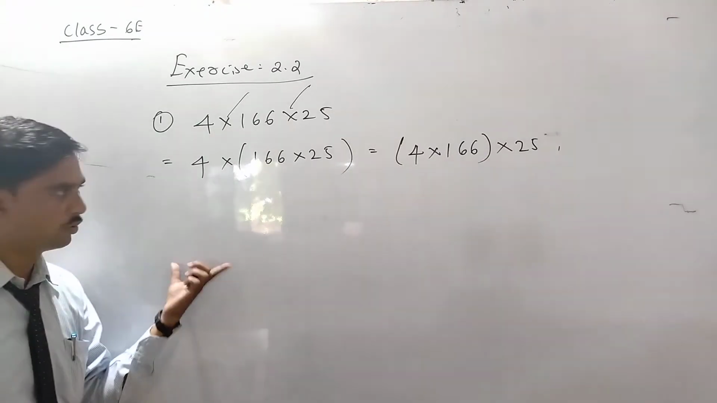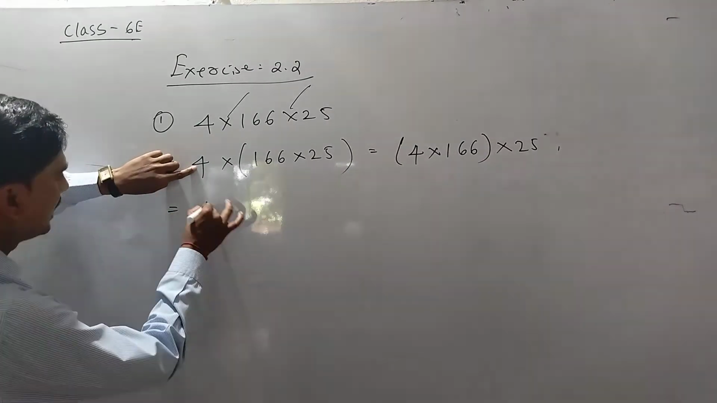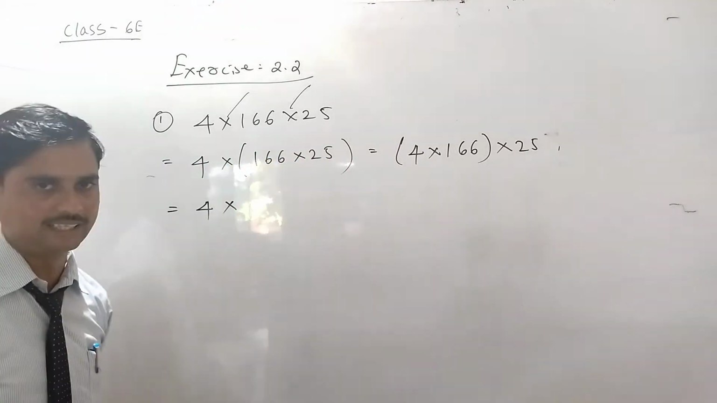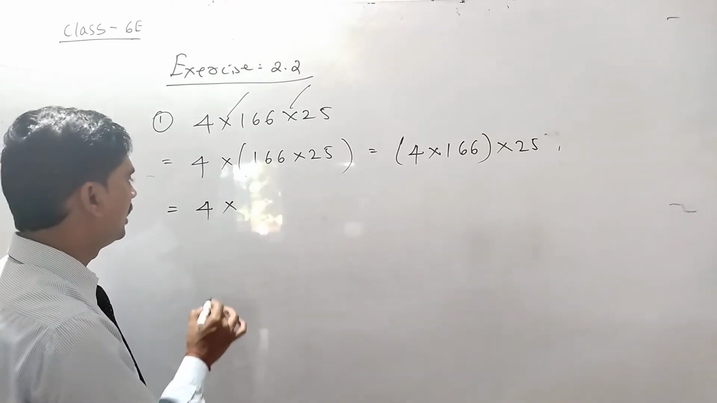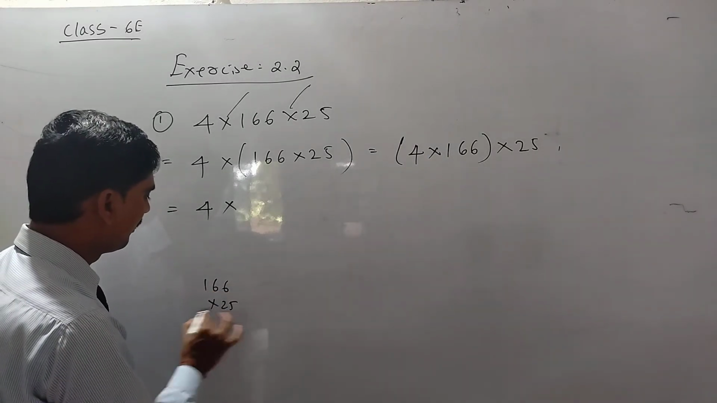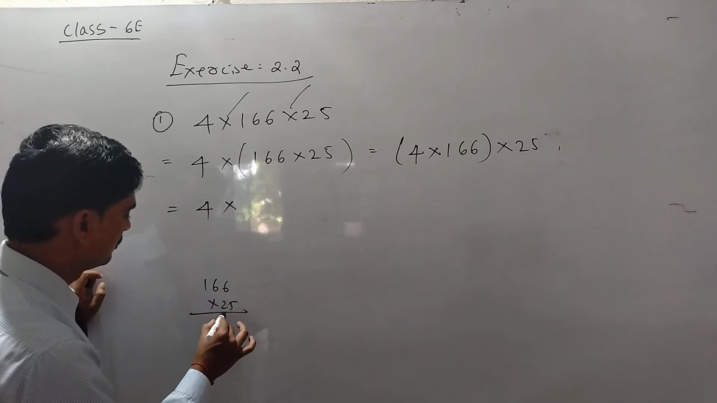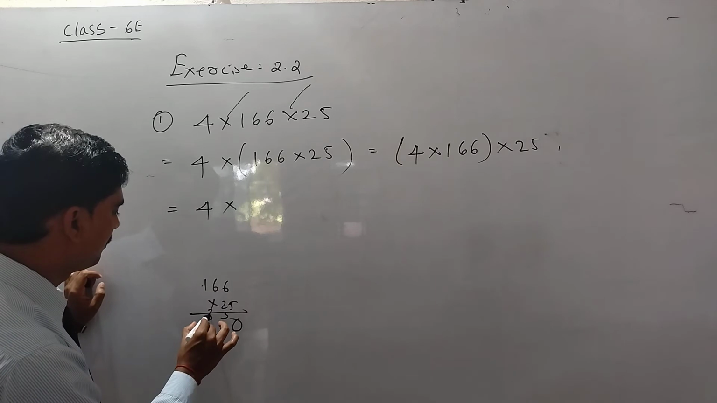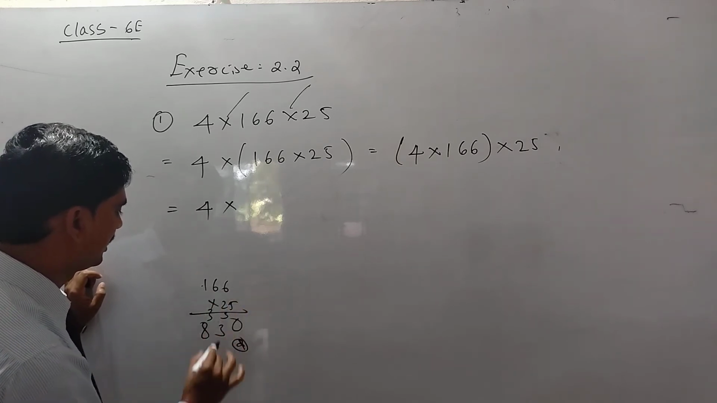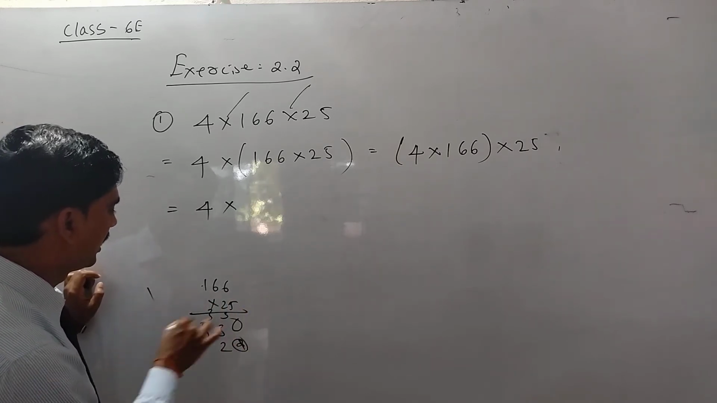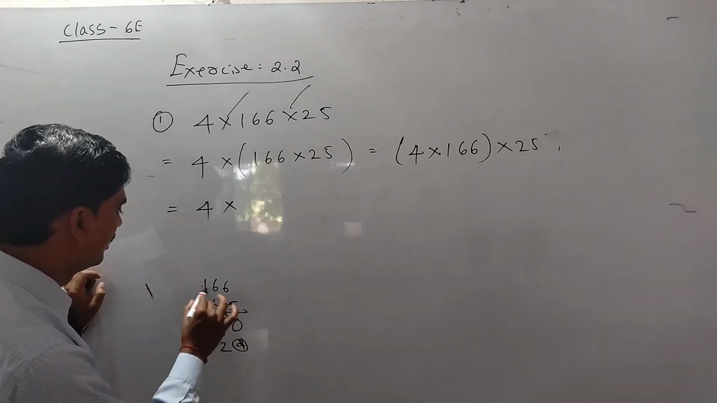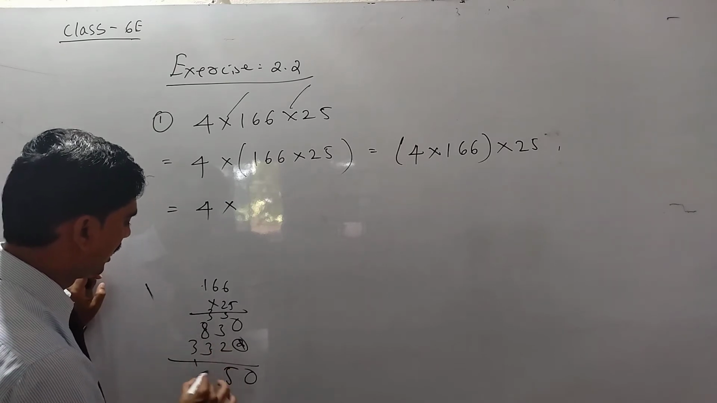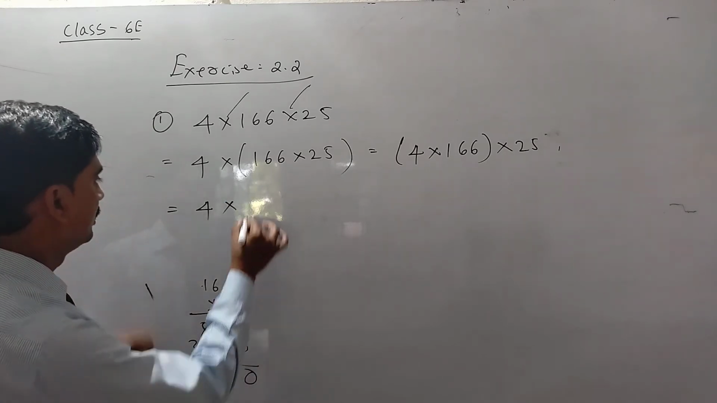You have to solve it here. 4 as it is you should keep, and 166 into 25 is there. Then you have to do it here only. 166 into 25. 5 sixes are 30, 3 carry, 5 times 6 is 30 plus 3 is 33, 3 carry, 5 ones are 5 plus 3, 8. Then 2 times 6 is 12, 1 carry, 2 sixes are 12, 1 carry, 13. It is 4150.